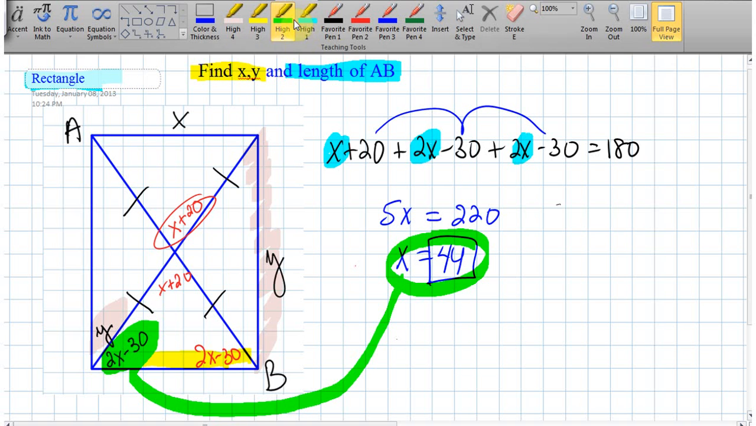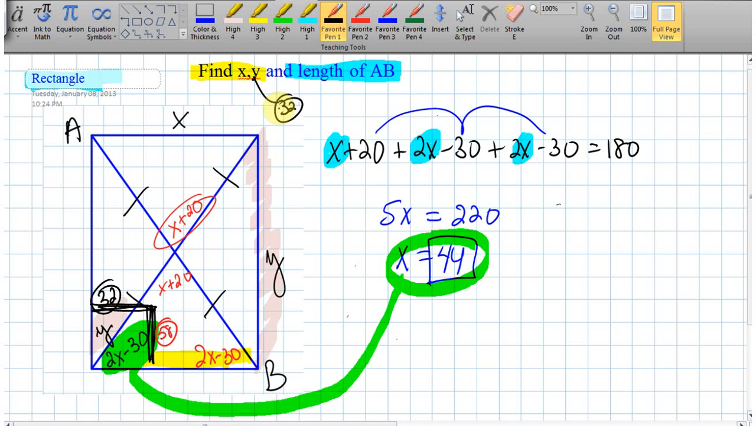And why would that be nice? Because I know how those two angles are related. Those two are complementary angles. So if we back substitute and go 2 times 44 minus 30, this angle right here turns out to be 58 degrees. That's the green one right there. That's 58. So the complement of 58 is 32. So bingo, we just discovered y. Y turns out to be 32.